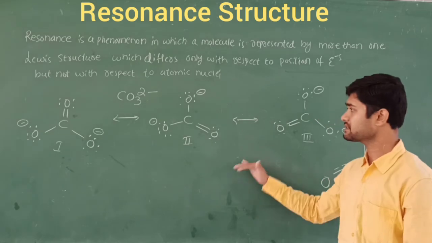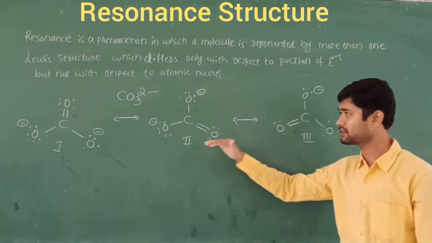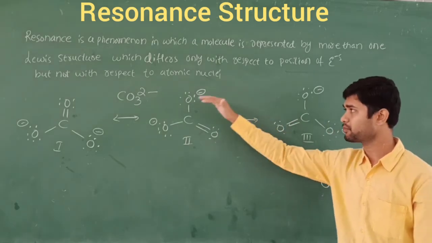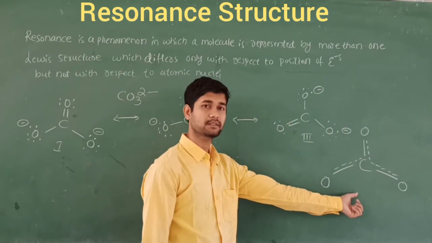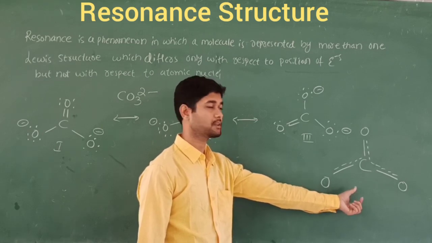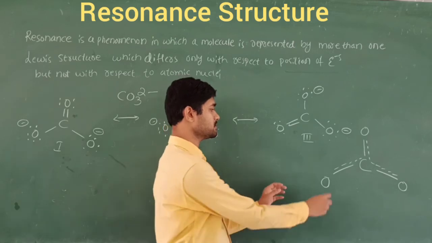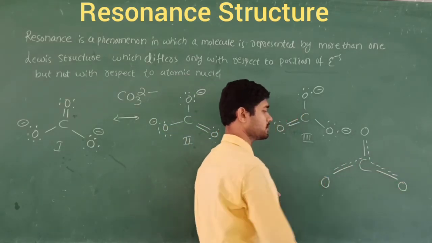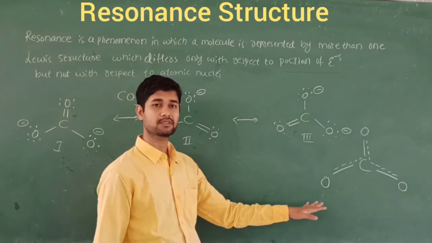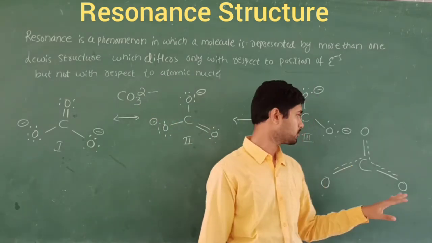So these three contributing Lewis dot structures of carbonate, CO3 2 minus, we write in one diagram, called the resonance hybrid. It tells that the double bond may be here, it may be there, here or there. That is why we write it in resonance form. That is the advantage of resonance; we write it like this.